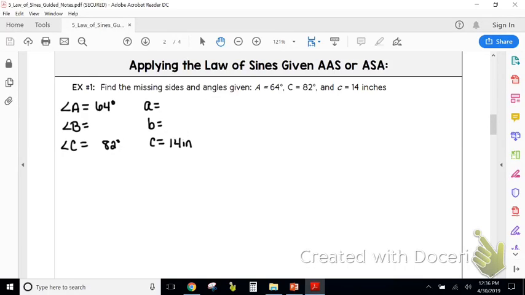So what do you want to find first? Angle B. All right, angle B. How do you find angle B? 180 minus the other two angles added together, right? Because remember, it's 180 degrees total. So you get, what, 34 degrees? Yes.